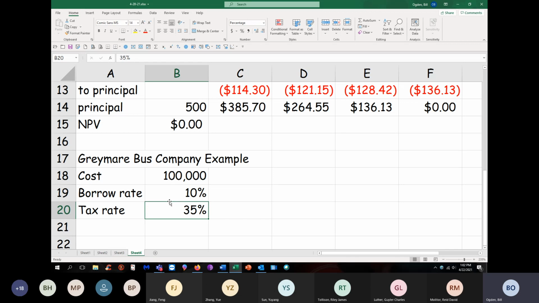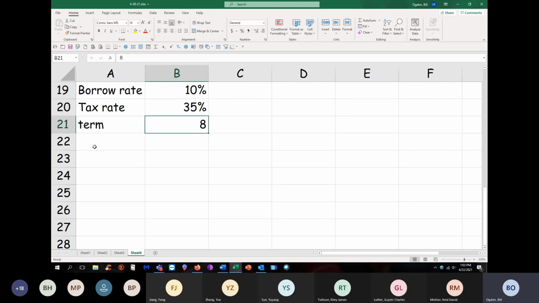All right, and this bus lease will be for a term of 8 periods, so it's 8 payments, and the lease calls for the payments to be $16,900.